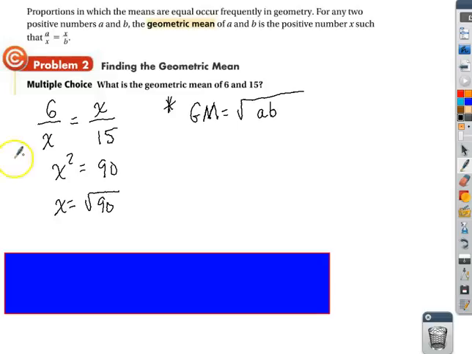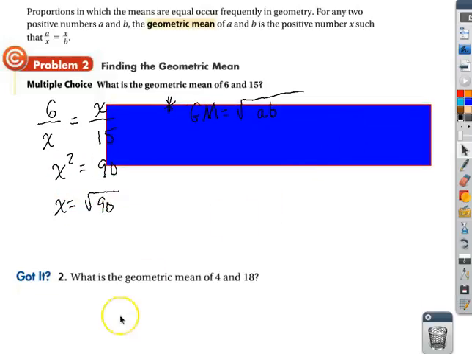All right, so let's see if you can find a geometric mean. I want you to find the geometric mean of 4 and 18. When you get done, check with your partner and see if they got the same thing.